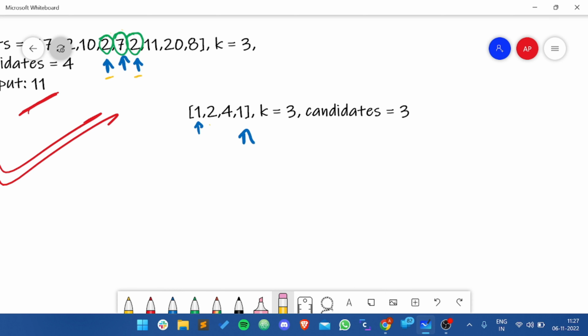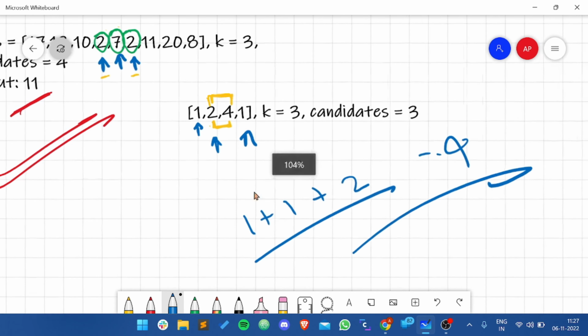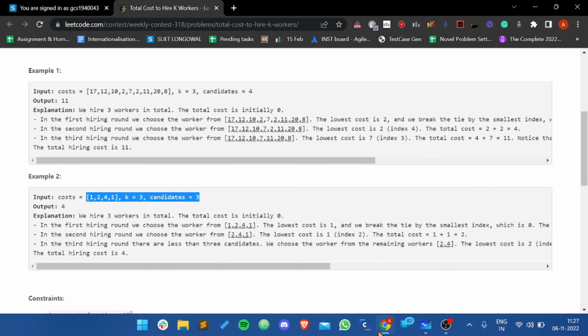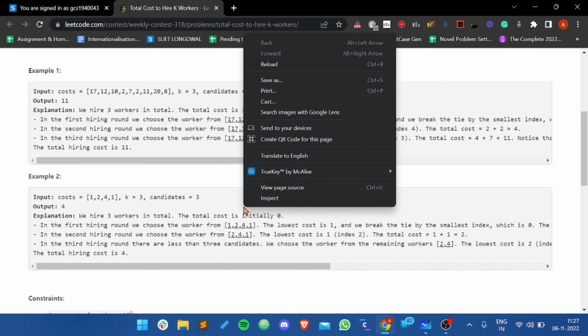Now the third round, we have only these two. First two will be these and last two will be these, and the minimum of these is 2, so 2 will be hired. So we have hired 3 candidates, so the cost will be 1 plus 1 plus 2, which is 4. So our answer will be 4.